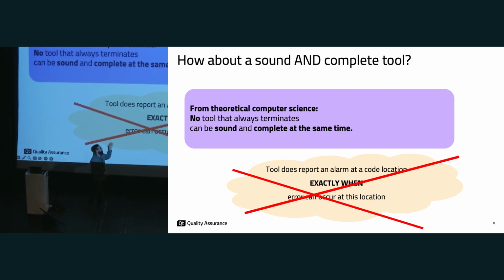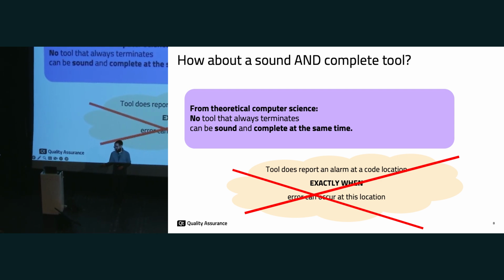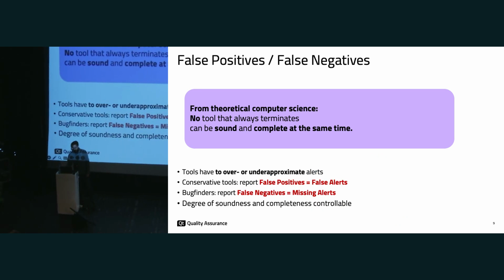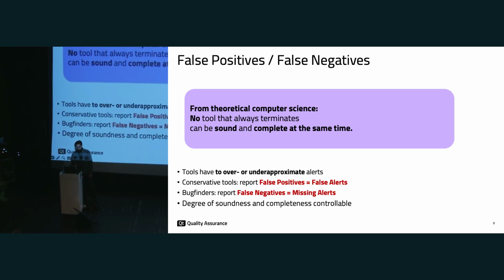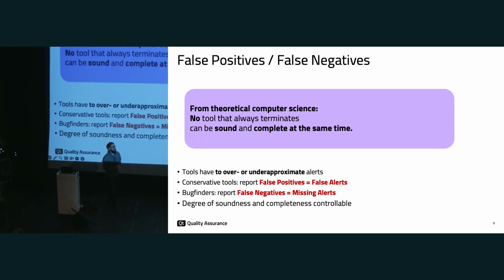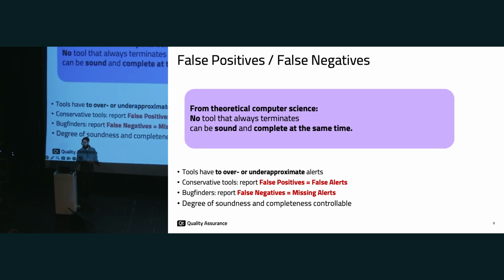You cannot have these tools, it just doesn't work out. So tools have to over- or under-approximate alerts. The conservative tools prefer false positives, but that gives you false alerts. The bug finding tools give you false negatives, that gives you missing alerts. And the good news is usually you have some kind of freedom, some degree of soundness can be configured. You can make the tools work for certain properties in the way that you want them to work.